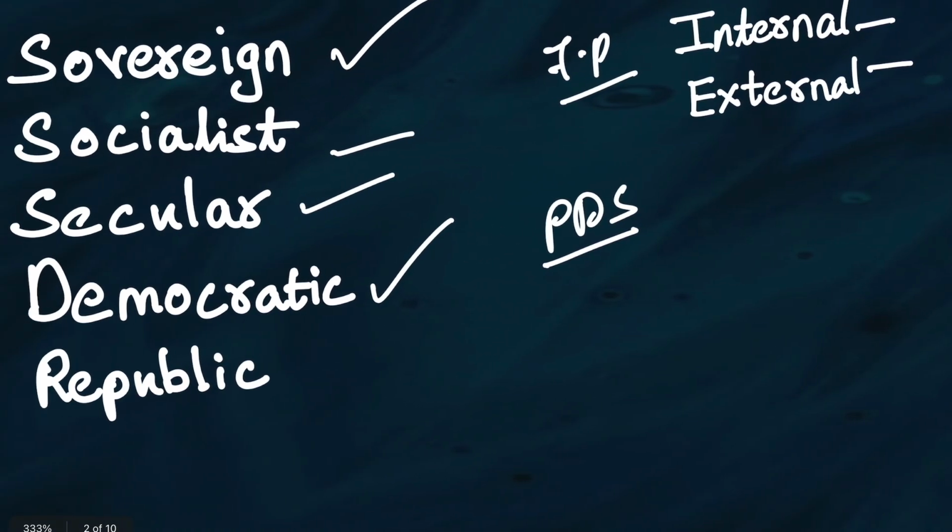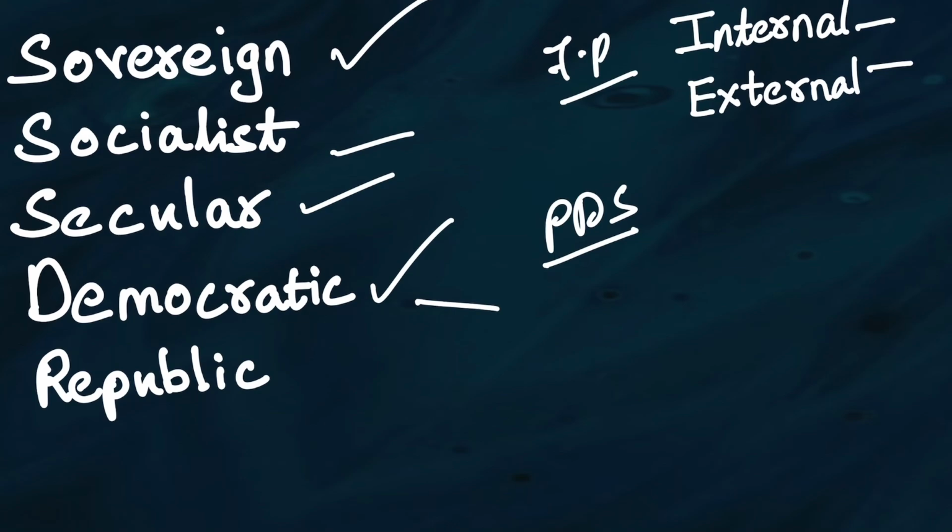The next one is democratic. The preamble highlights that India is a democracy where people elect their representatives. This guarantees the rule of the people, by the people, and for the people. An example is India's democratic process, best exemplified through its elections, where citizens, regardless of caste, religion, or gender, vote to elect their leaders.